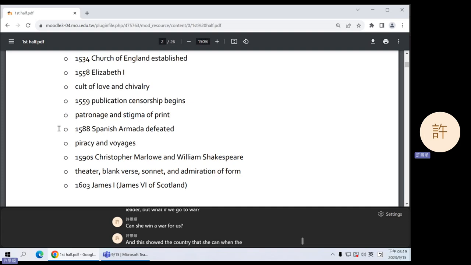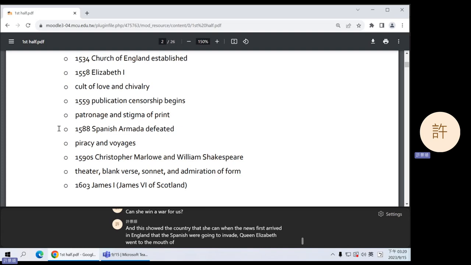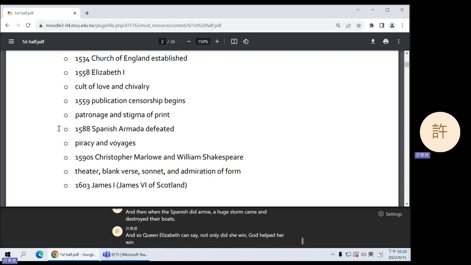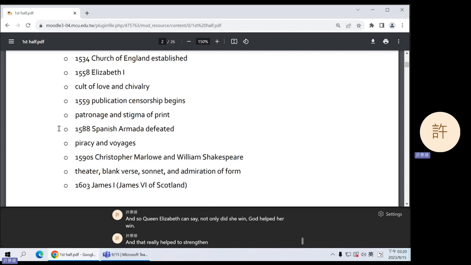When the news first arrived in England that the Spanish were going to invade, Queen Elizabeth went to the mouth of the Thames, 跑去泰晤士河口, to give a speech about how the British were her children, she would never abandon her children, we were going to fight the Spanish together. And then when the Spanish did arrive, a huge storm came and destroyed their boats. And so Queen Elizabeth can say, not only did she win, God helped her win. And that really helped to strengthen her control over the country.